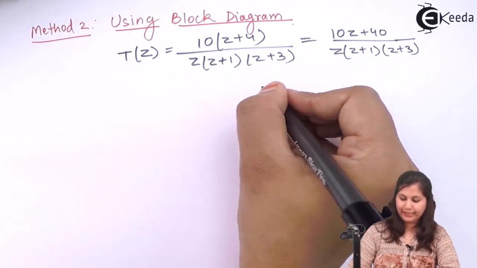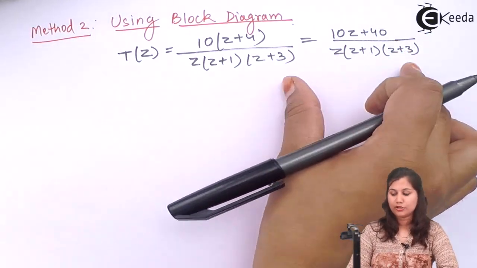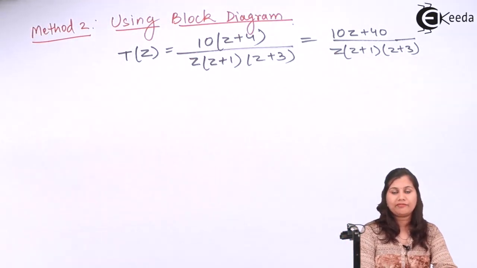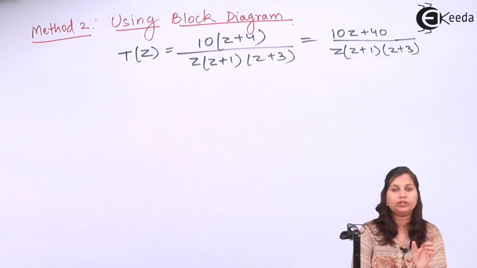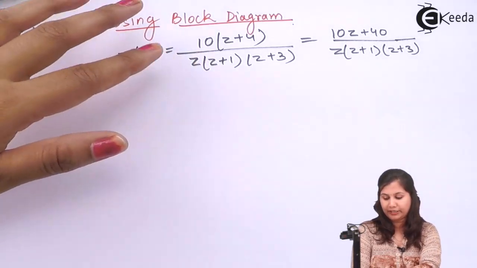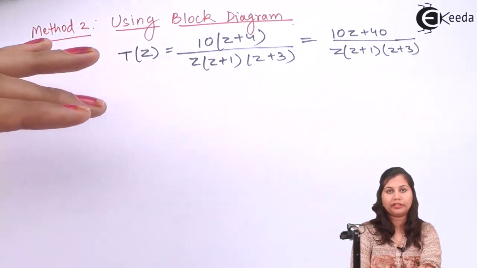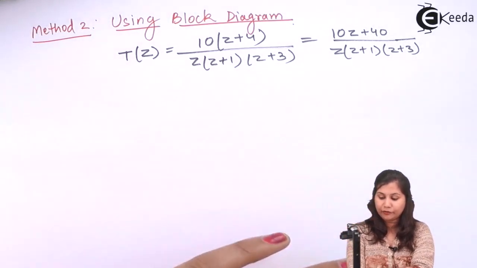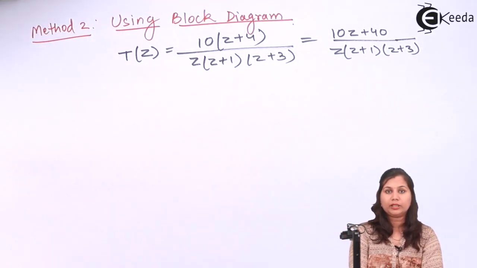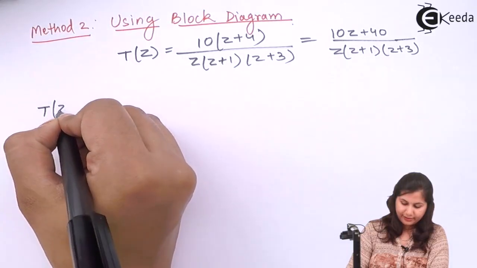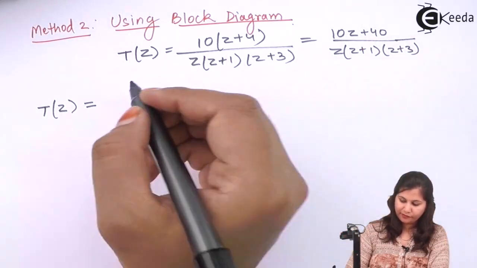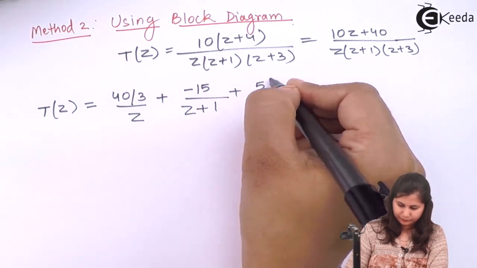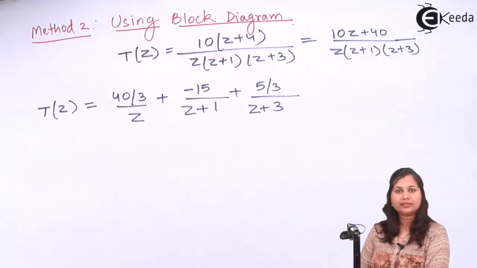Now for this block diagram technique you have to convert this transfer function into partial fractions. In the signal flow graph we converted the transfer function into negative powers of z, by taking common factors and converting the numerator and denominator polynomials into negative powers of z. Here we have to convert the transfer function into partial fraction form. So T(z) equals the partial fractions.